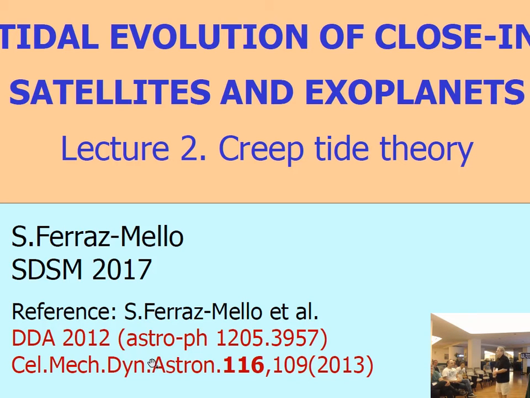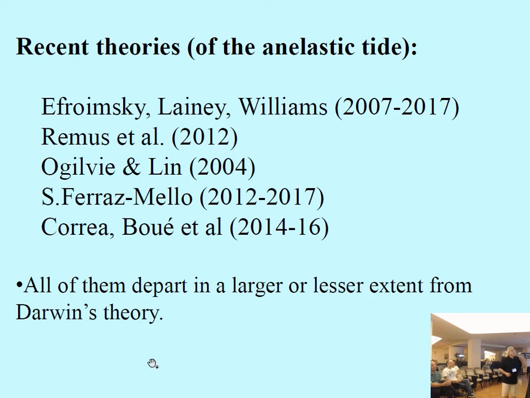This is the title. The lecture today is devoted to the Greek tidal theory. I will skip the first slides because I have already shown them yesterday. I will talk about this one, where I list some recent theories of the tide. And why? If you have so beautiful a theory as Darwin's theory, why do we need another one? The problem for a physicist is that Darwin's theory is not satisfactory.